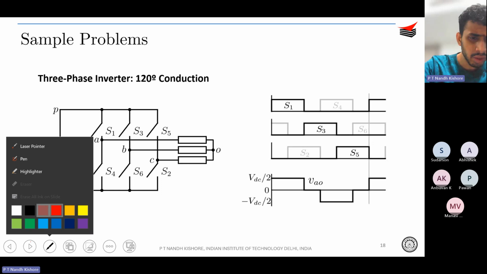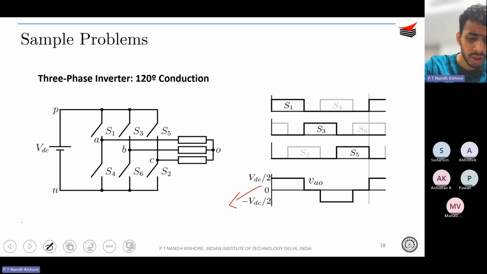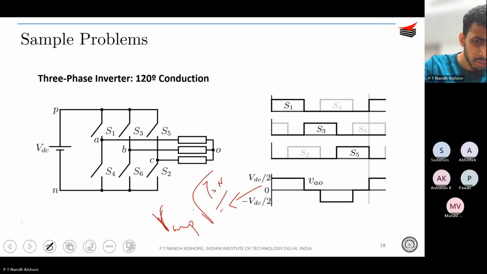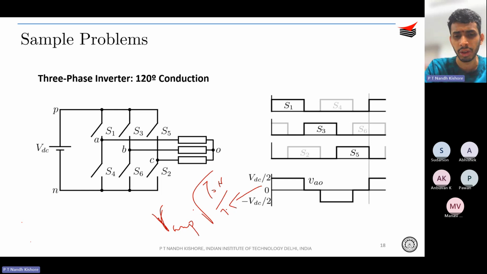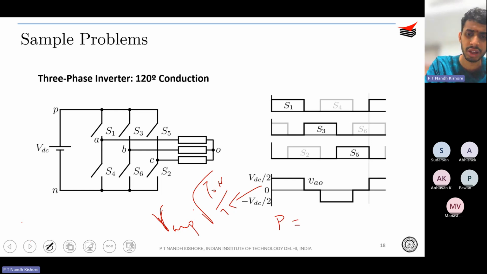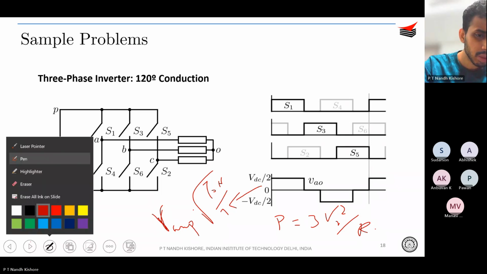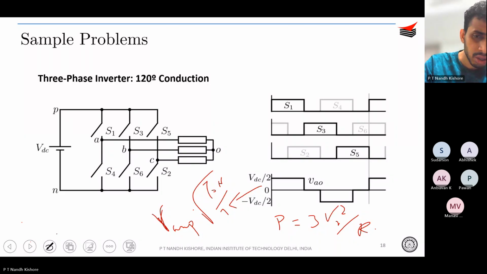So what I did was basically for this square wave, the RMS is V amplitude times root over T on by T. If I know the RMS, P is basically 3 V RMS square over R. Okay, simple, right? So T on is 240 degrees, and T is of course 360.